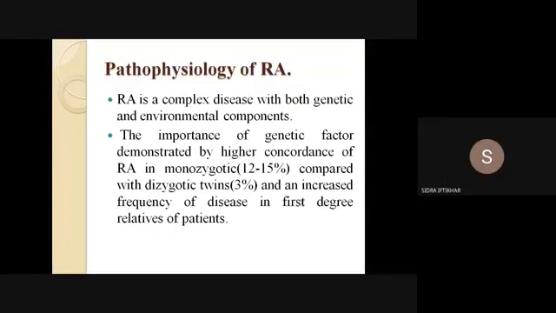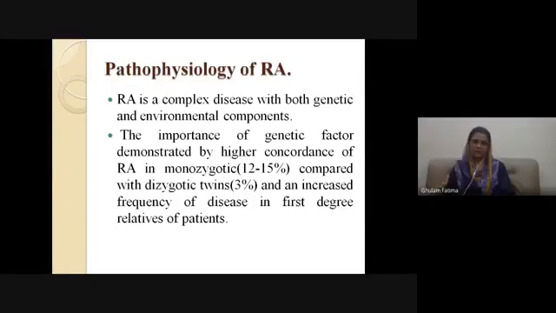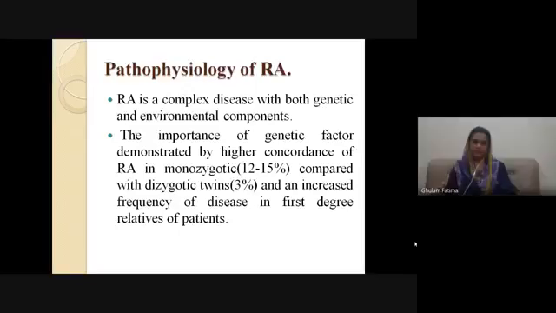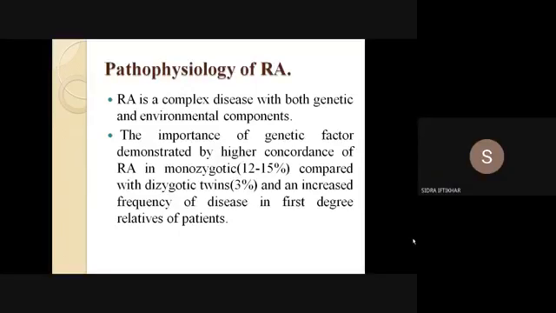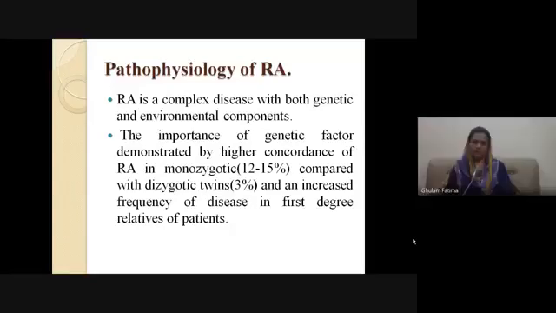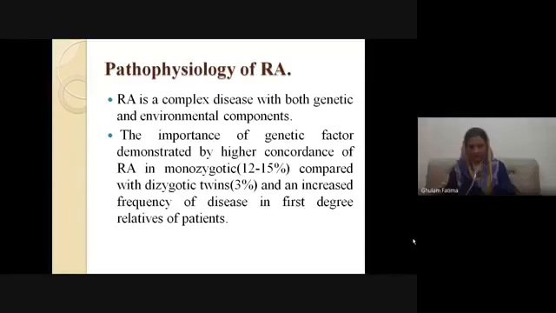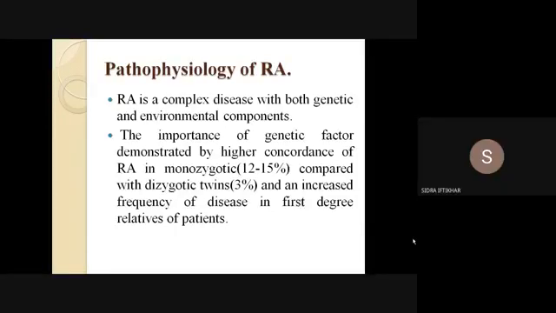Rheumatoid arthritis is a complex disease with genetic and environmental components. The importance of genetic factors is demonstrated by the higher concordance of rheumatoid arthritis in monozygotic twins, 12 to 15%, and in dizygotic twins, 23%, and an increased frequency of disease in the first degree relatives of the patients. Dizygotic twins are conceived when two eggs are fertilized by two different sperms. Monozygotic twins are conceived when a single egg fertilized by a single sperm splits into two after fertilization.